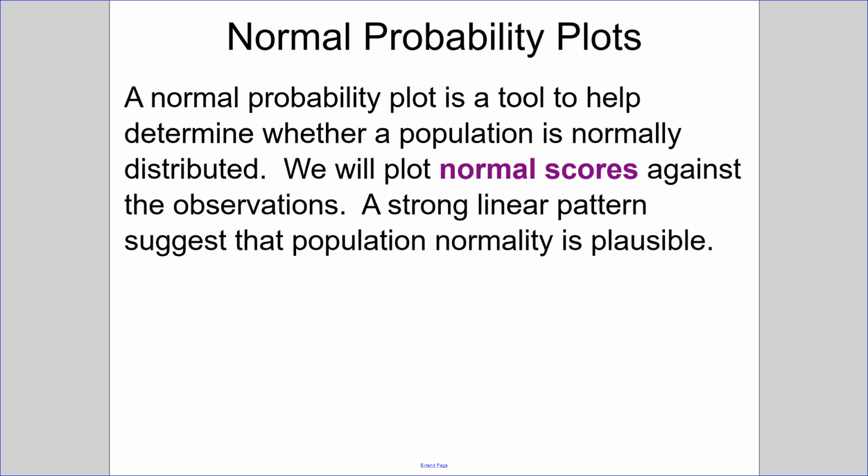In this video, we're going to continue talking about random variables and probability distributions, specifically checking for normality and normalizing transformations, specifically the normal probability plots. A normal probability plot is a tool to help determine whether a population is normally distributed. So we're going to plot normal scores against the observations. A strong linear pattern suggests that population normality is plausible.